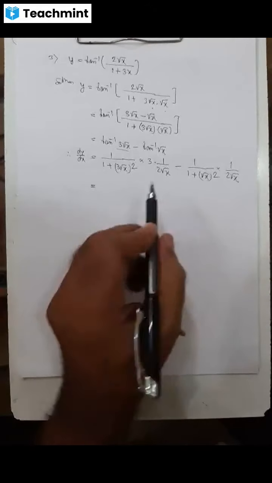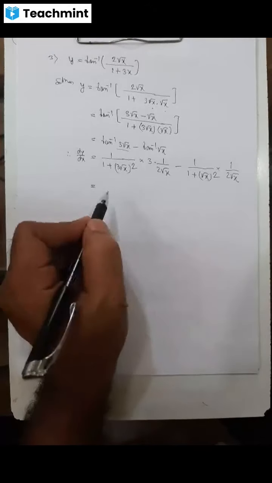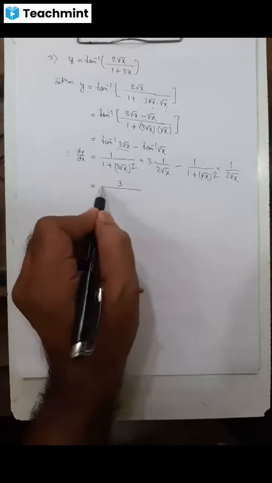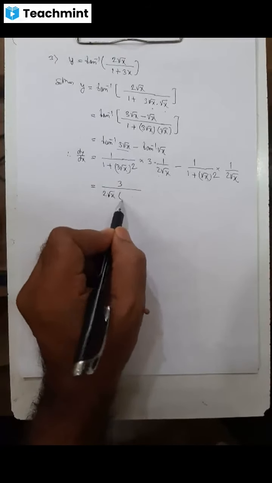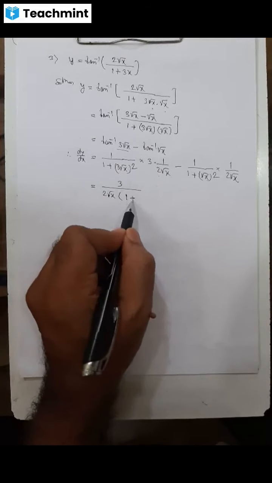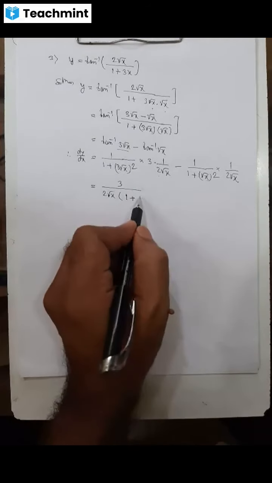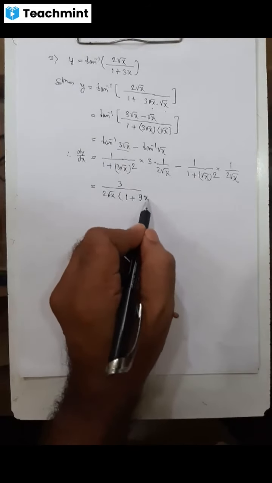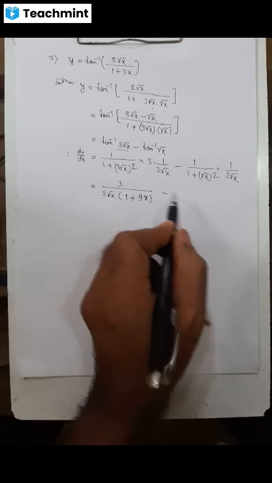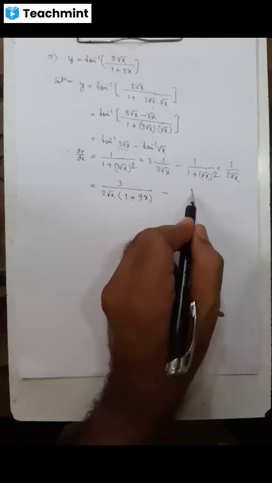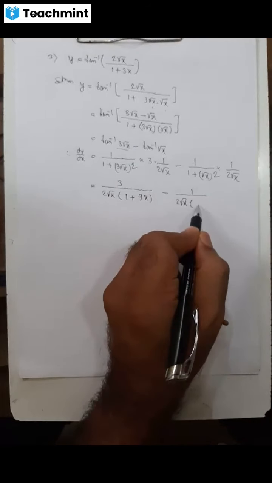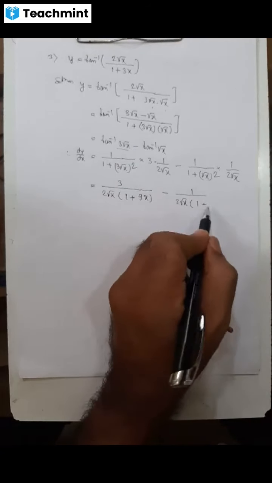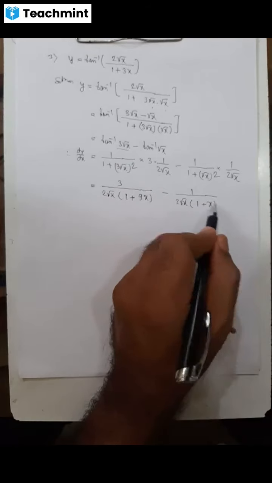So it is equal to, simplify this: write 3 in numerator, in denominator this 2 root x first, and in bracket 1 plus (3 root x) square, which means 9x, minus numerator is 1, denominator 2 root x in bracket 1 plus (root x) square, which means x. And hence this is the solution.